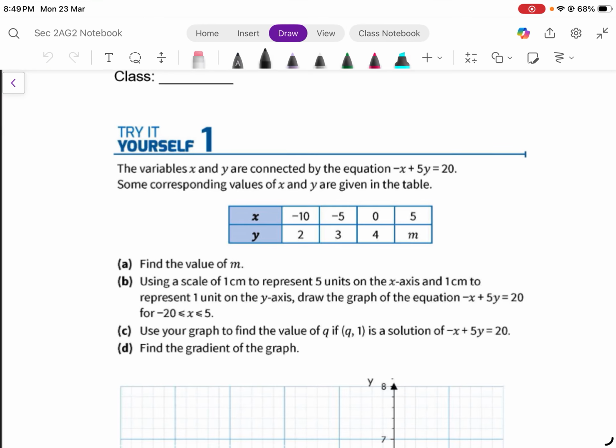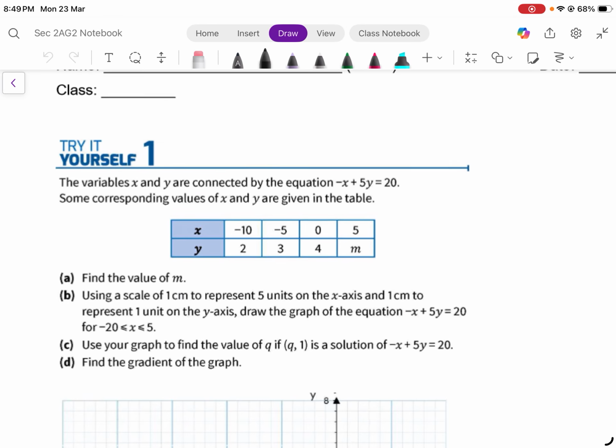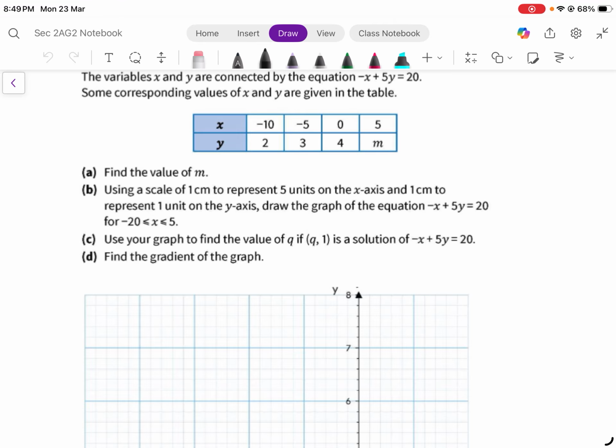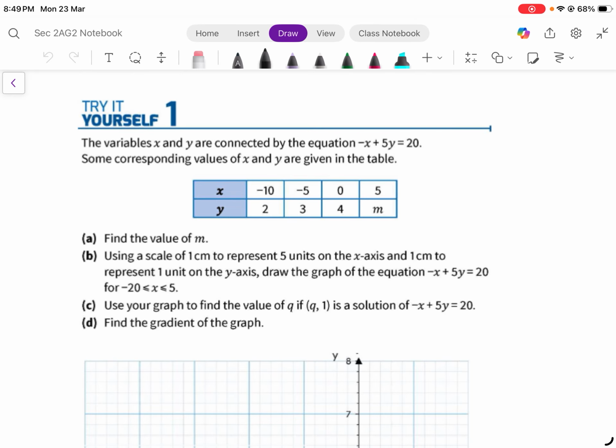Okay, so for this chapter, you're going to learn about how to do simultaneous equations using graphs. Okay, so let's go through the try yourself questions. So the first one, try yourself.